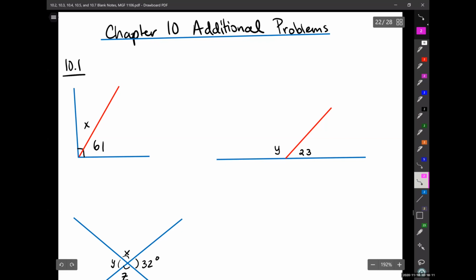So whatever y is plus 23 should add to be 180. So we just say, let's take the 180 that we have and subtract 23. And we'd get 157 for y.